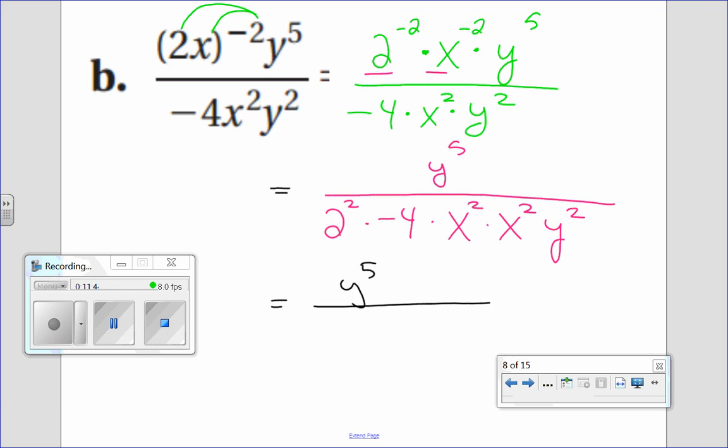What is 2 squared times -4? -16, right? Because 2 squared is 4. What's going to happen with the x squared and the x squared? Add together. Very good. And then the y squared just hanging out. Oh, wait, no. Gosh, I didn't even notice. We have a y to the 5th on the top and a y squared on the bottom. Y to the 3rd on the top because you do bigger minus smaller.